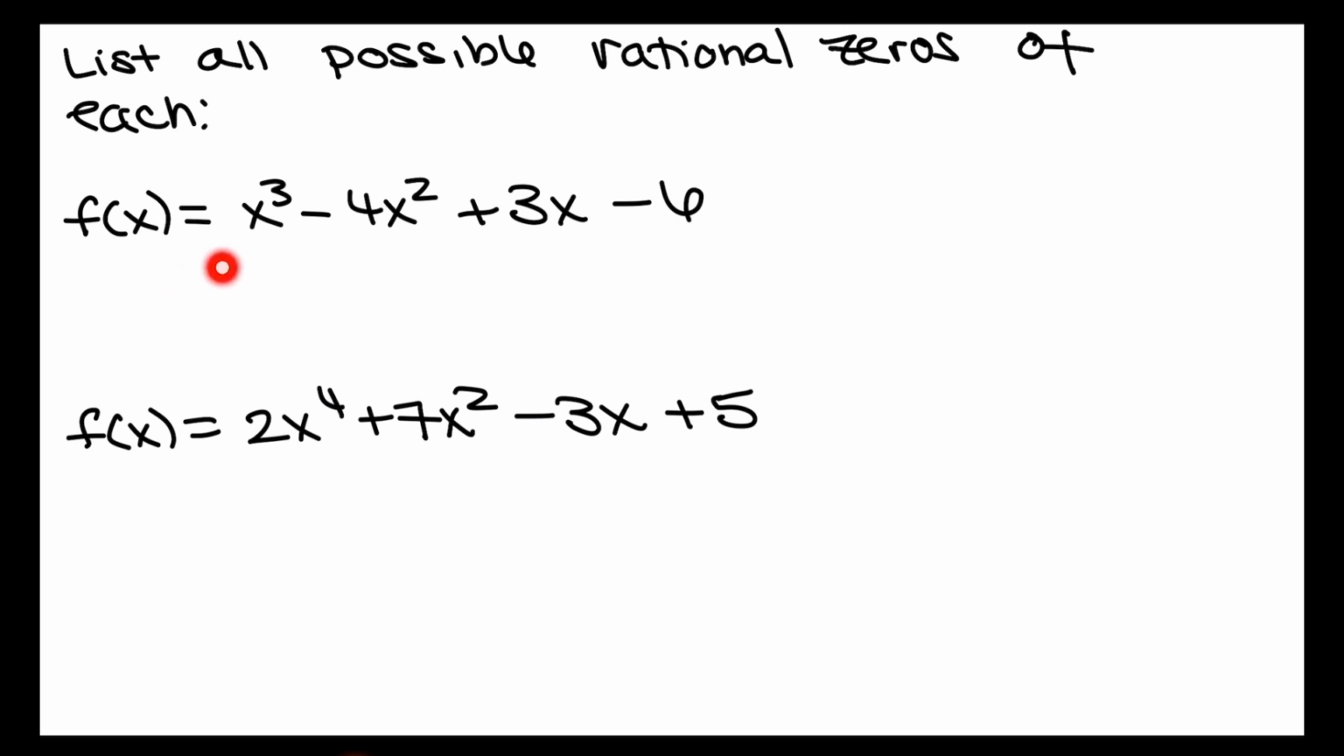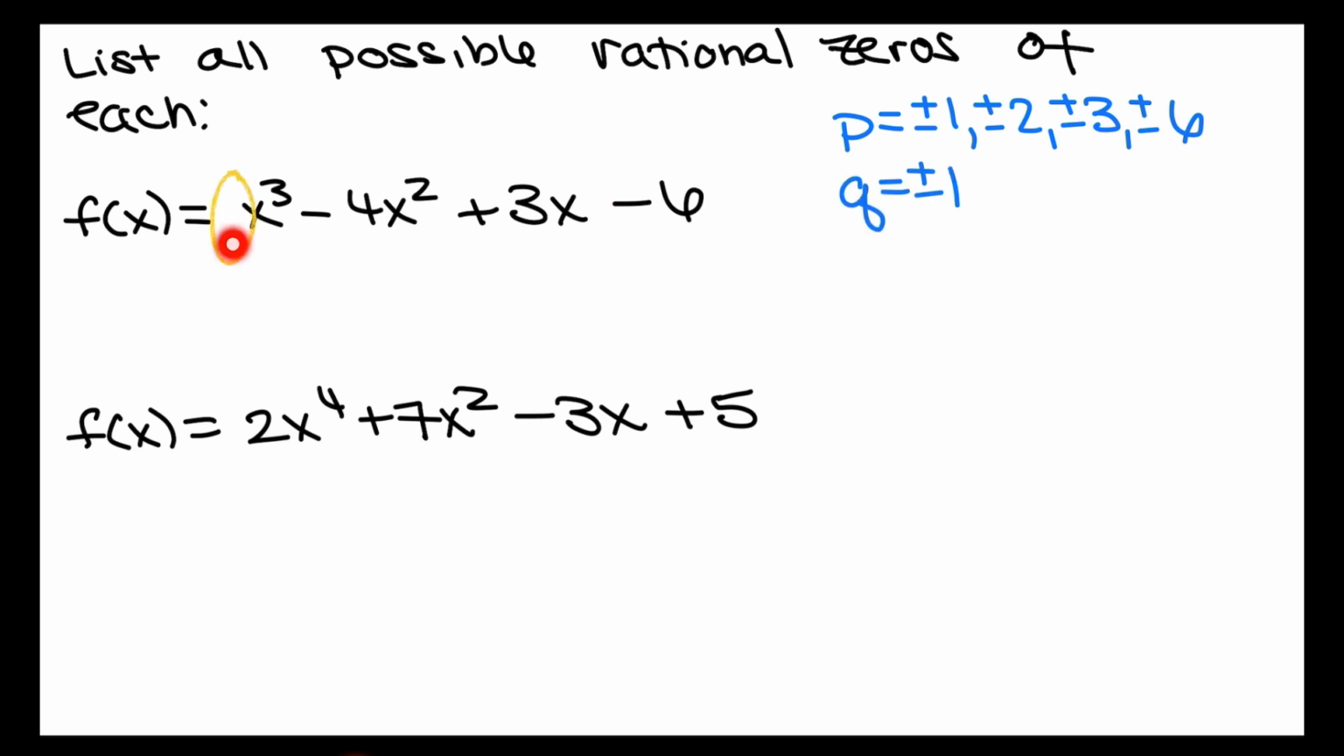First example, f of x equals x to the third minus 4x squared plus 3x minus 6. Okay, so p is factors of the constant. The constant is a 6 or a negative 6. Sign doesn't matter here. 6 is divisible by 1. You can divide it by 2, by 3, or by 6. So the possible factors of our constant, the p, would be positive or negative 1, positive or negative 2, positive or negative 3, positive or negative 6.